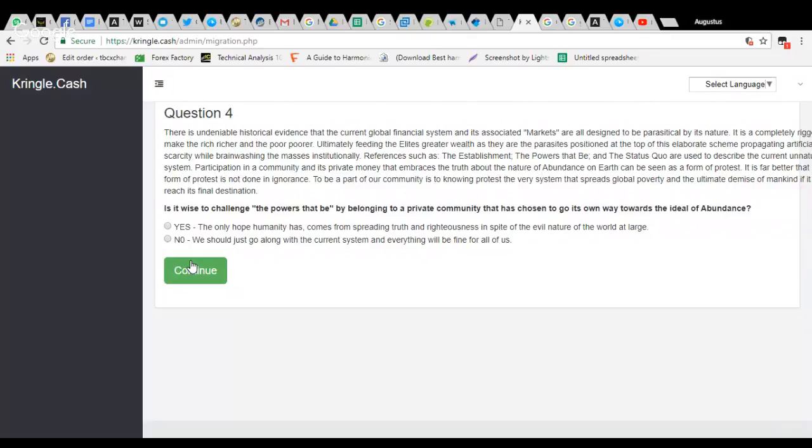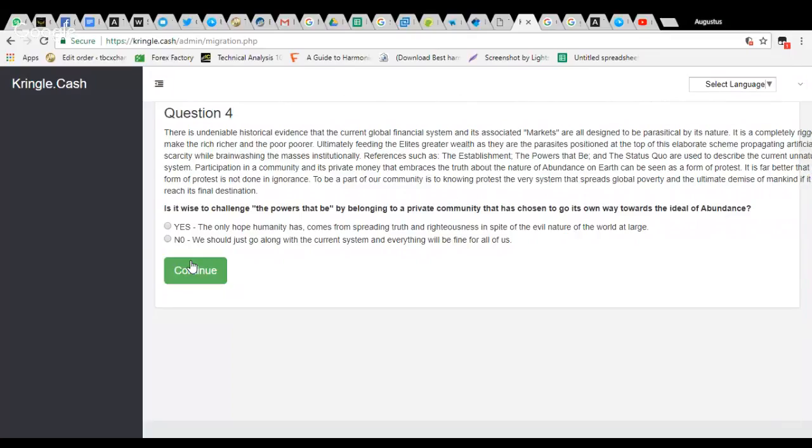Participation in a community and its private money that embraces the truth about the nature of abundance on earth can be seen as a form of protest. It is far better that a form of protest is not done in ignorance. To be a part of our community is to knowingly protest the very system that spreads global poverty and the ultimate demise of mankind if it reaches its final destination.